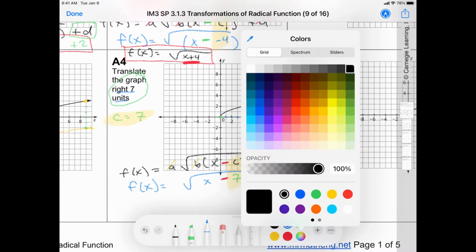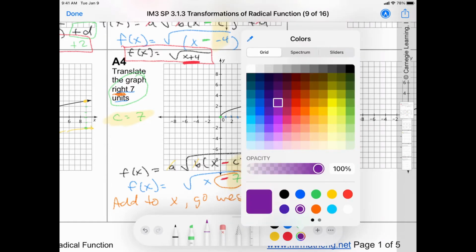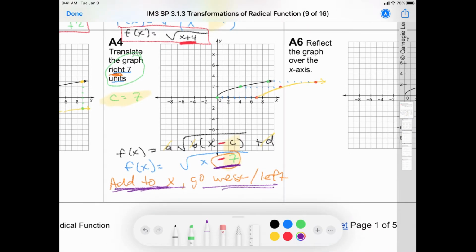So I want to point out that this is kind of like opposite inside. Do you see that? That's minus, so you normally think left, but this is what? Going towards the right. And there goes that silly phrase, add to x, go west or left. Now, pay attention. Does this have any adding? No, so you're doing the opposite of this. If it's not adding, you're not going left, you're going what? Right. So that's how that silly phrase works.